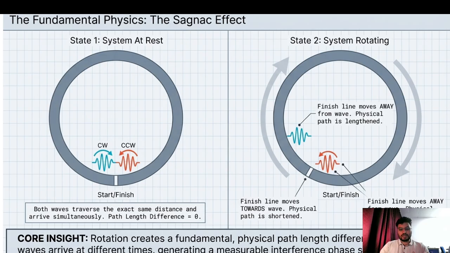Rotation creates a fundamental physical path length difference, and the optical waves arrive at different times, generating a measurable interference phase shift. You can see here that both waves travel the exact same distance and arrive simultaneously. Path length difference is zero. Finish line moves towards the wave: physical path is shortened. Finish line moves away from the wave: physical path is lengthened.